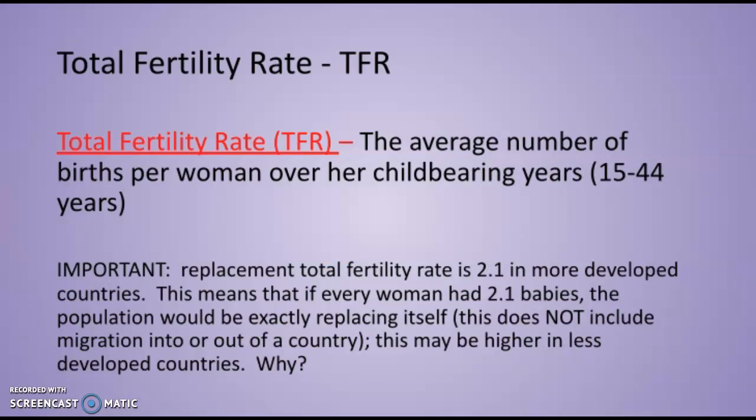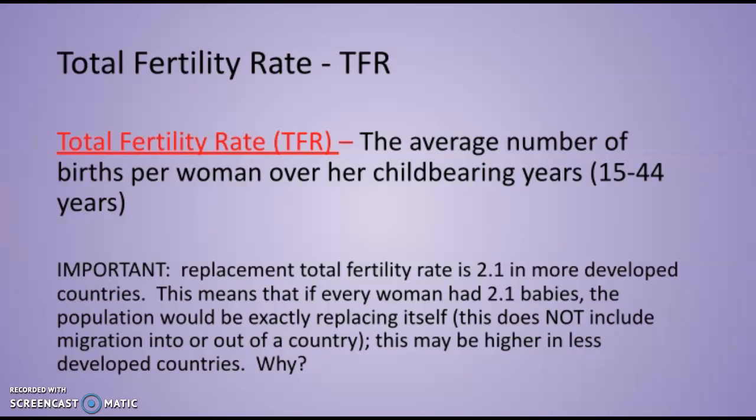A statistic that we look at a lot and that we talk about a lot in this unit, and it's important that you know, is total fertility rate. Total fertility rate is the average number of babies a woman has over her childbearing years, and generally statisticians look at childbearing years as 15 to 44. This is a really important number because by looking at total fertility rate, we can assess whether a population is replacing itself or whether it's growing or whether it's shrinking.